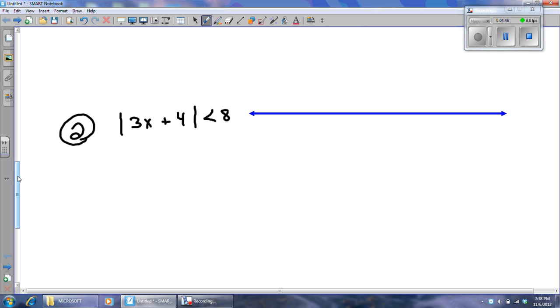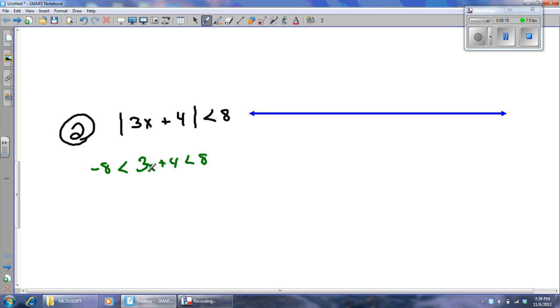All right, here comes your second example. I see it's a less than problem, so here's how I like to do the less thans. I go 3x plus 4 is less than 8, but instead of writing and then a whole other sentence, I just write this. Negative 8 is less than 3x plus 4. It works out to be the same way. If you want to write it as two parts, I won't give you a hard time about it. I'm just telling you this is how I like to do it.